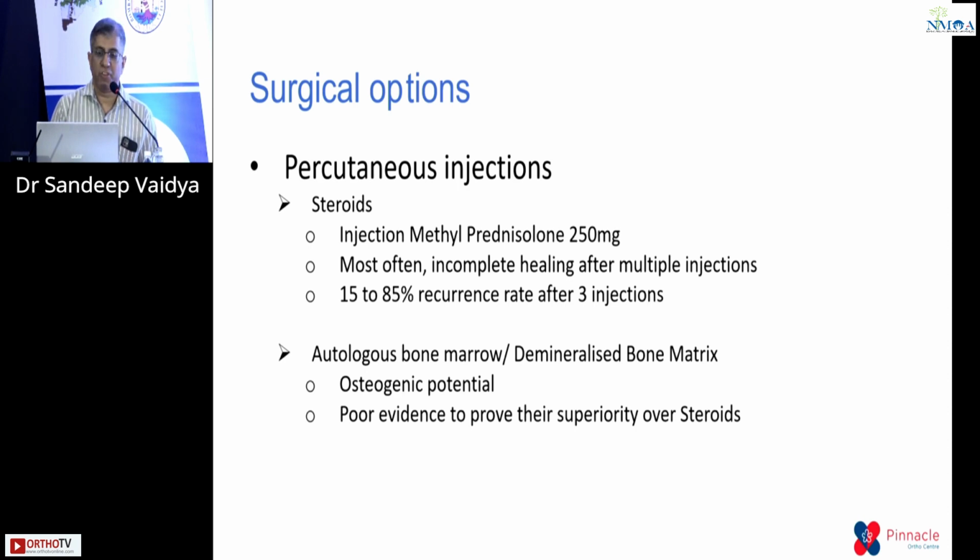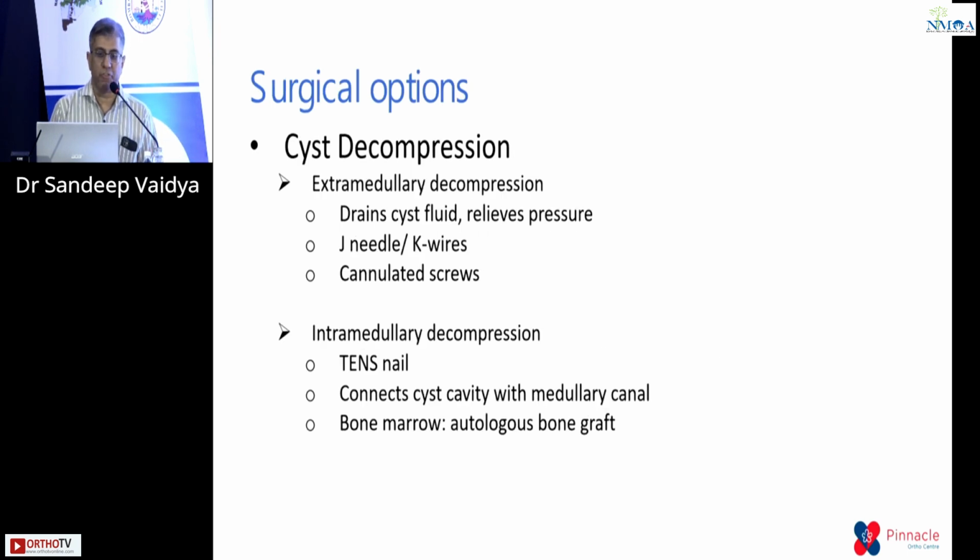However, the problem with steroid injection is that it most often leads to incomplete healing even after multiple injections. Furthermore, there is a 15 to 85% recurrence rate after 3 injections. So steroids have to be given with caution. You have to explain to the parents that multiple injections will be needed, and the failure rate is significantly high. The other option is you can inject autologous bone marrow or demineralized bone matrix. The advantage over steroid is that these have osteogenic potential. However, there is no real good data to prove superiority of these materials over steroids.